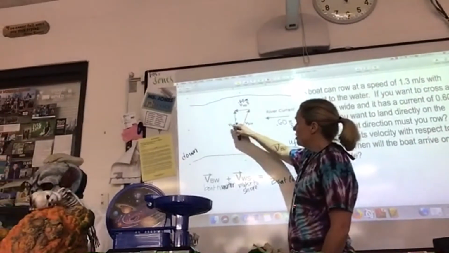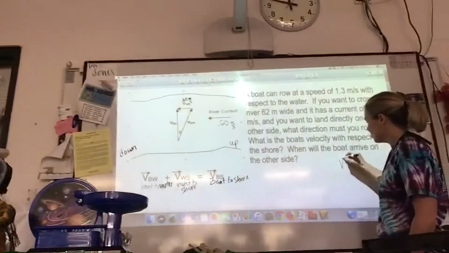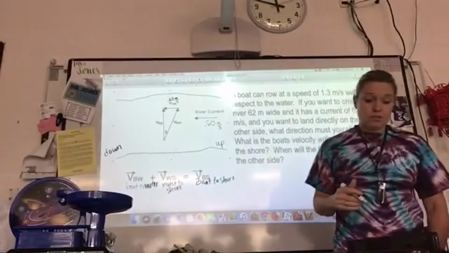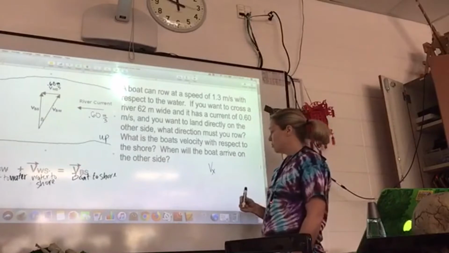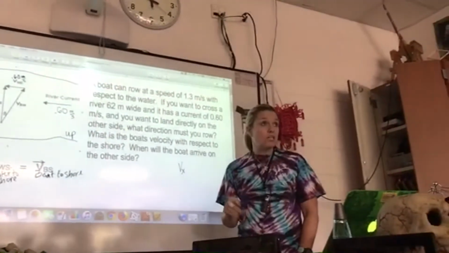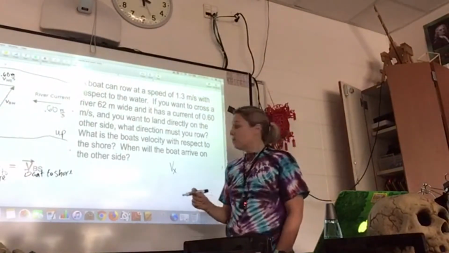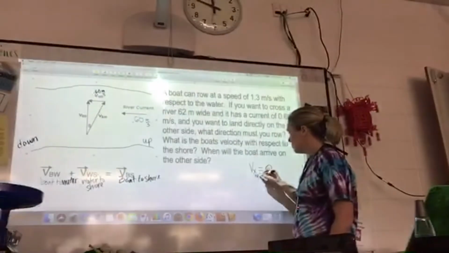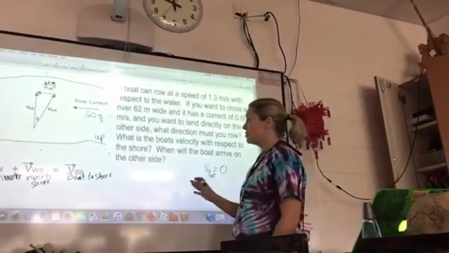What do I need? I need to get straight across. What do we know about my velocity in the x direction? This is x still, let's just call that x. What do we know about my velocity in the x direction overall? Do I want to go left or right? I need that to end up being 0, right? How about net? Yeah, if you want to say it that way. I need it to add to 0.